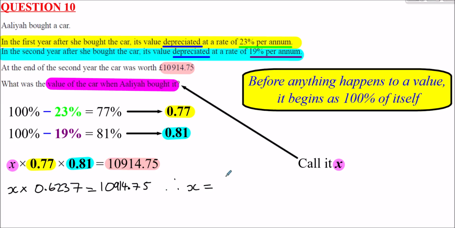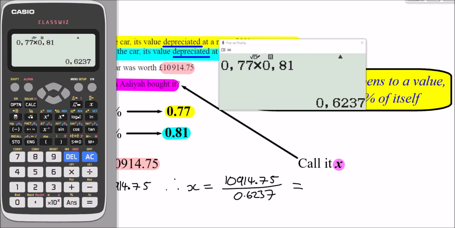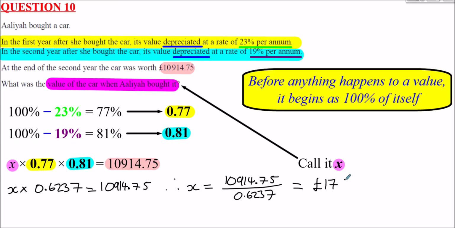So therefore, to get x on its own, we just divide both sides by 0.6237. So x must be 10914.75 divided by 0.6237. So what we need to do on the calculator is we can press a fraction button, type in 10914.75, divide that by the previous answer we just had, which of course was 0.6237, press equals, and we can see that therefore the initial value of Alia's car must have been £17,500. And so that's all we need for question 10.